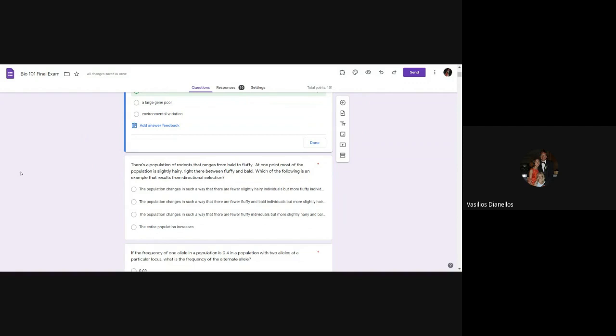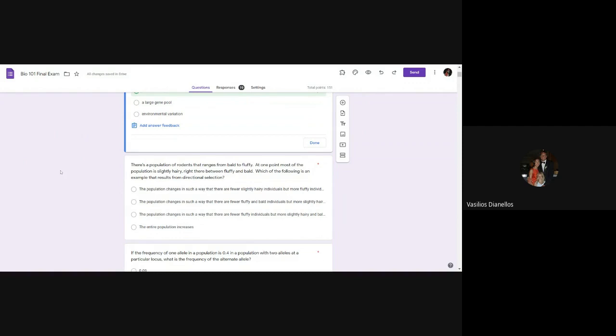But again, imagine very bald on the left, very hairy and fluffy on the right, and then right there in the middle, slightly hairy, right? And I'm saying most of the population at one point is slightly hairy. So again, hopefully this rings a bell and reminds you of the discussion we had in lecture. But imagine a bell curve, right? So most of the population is right there in the middle. Most of the population would be slightly hairy.